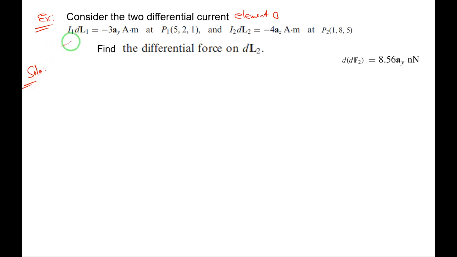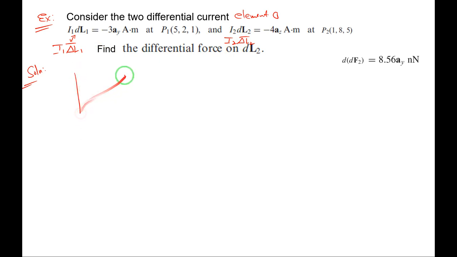See here, sometimes instead of I1 dl1 they can give it like this also. In some textbooks, I1 delta L1 also they will give. They are both one and the same. I1 delta L1 instead of I2 dl2, they will give I2 delta L2, one and the same, right? Don't get confused, right?